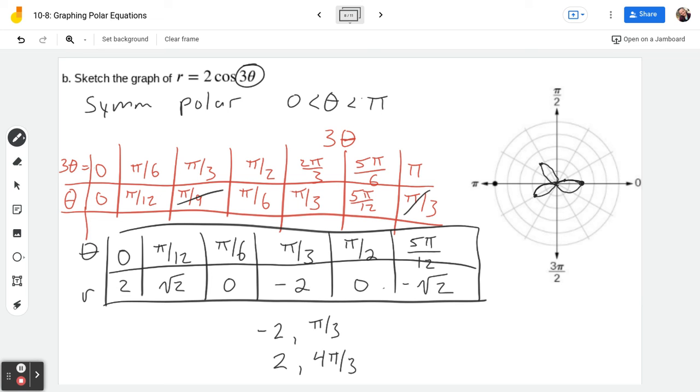If you press math, make sure that you are in polar mode. So scroll all the way to polar, make sure it's highlighted. Also make sure you are in radian mode. Select y equals, and we're going to go ahead and graph this and see how it graphs. So we're going to say 2 cosine of 3 theta and graph.